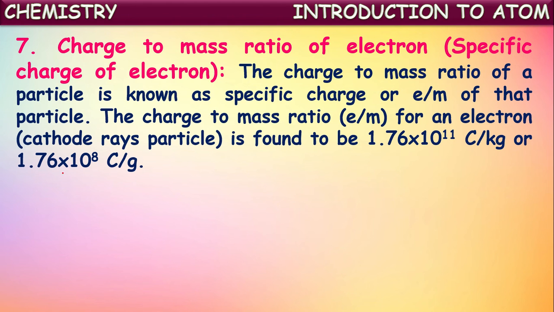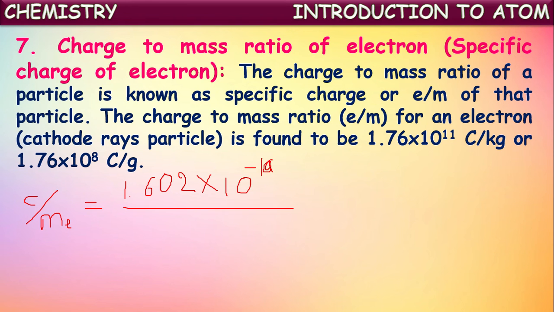How is it calculated? Let us see. Charge to mass ratio for electron. We know the charge of electron as 1.602 into 10 to the power of minus 19 coulombs, isn't it? This is the charge of electron. If you take the mass of electron, what is the mass of electron as we know? 9.11 into 10 to the power of minus 31 kgs. This is the mass of electron.